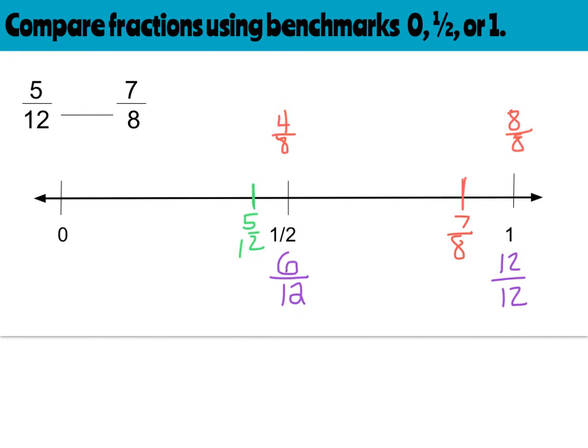So now I have 5/12 and 7/8 plotted on my number line without actually measuring by doing every single 12th and every single 8th mark. Now I'm able to easily see that 5/12 is less than 1/2, while 7/8 is almost 1 whole. So that tells me that 7/8 is greater than 5/12. So we would put in our symbol like this.